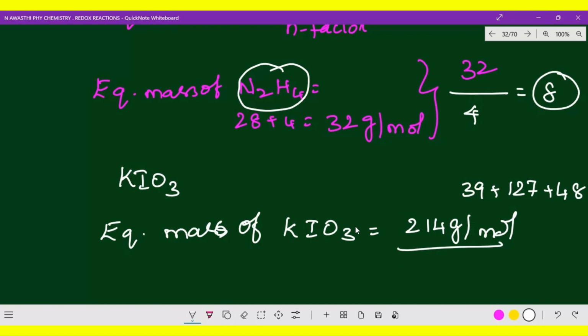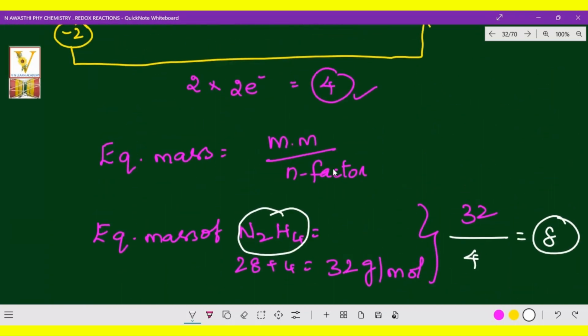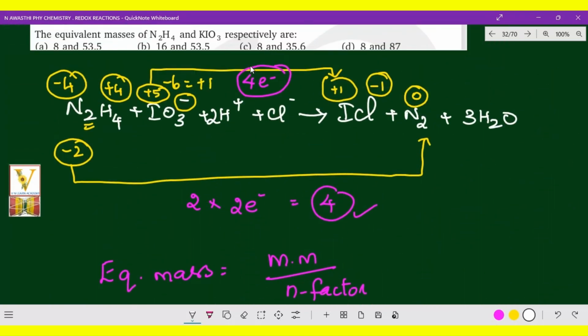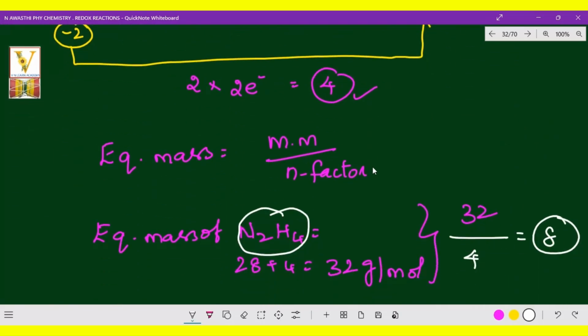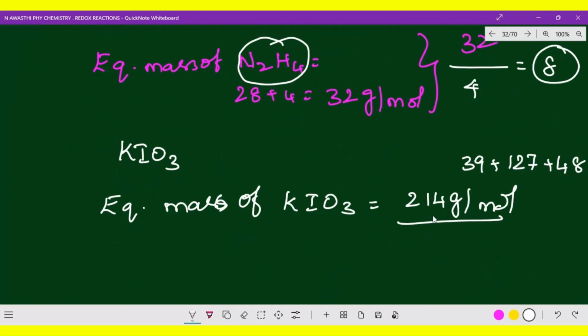Divided by the number of electron change. Here we have found 4 electrons, as plus 5 is converted to plus 1, so 4 electrons only. So divided by 4. Equivalent mass is molecular mass by n factor, which is the number of electron change. So when you calculate this, you will get 53.5. That is the gram equivalence.